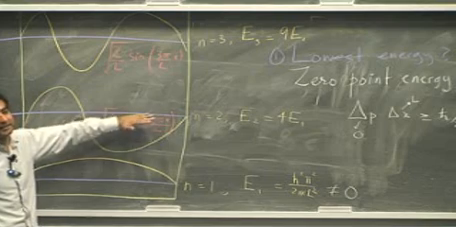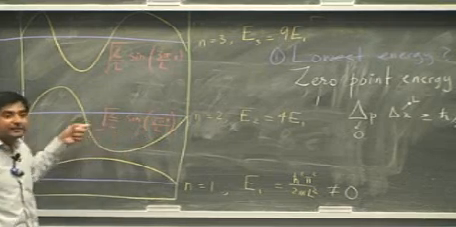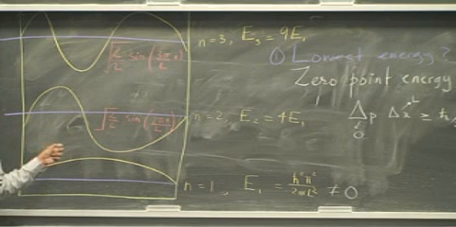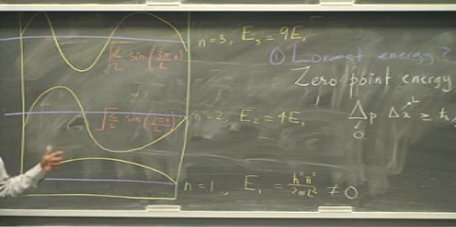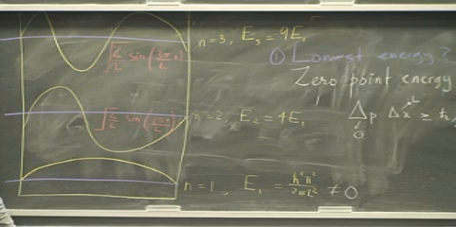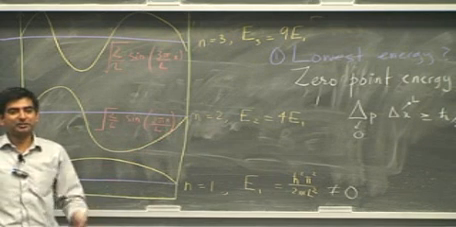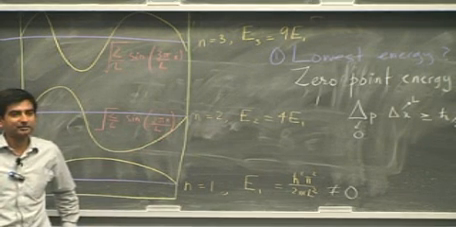Now this is an excited state. Suppose the wave function is this particular wave function. Can you tell me what the probability density function will look like? This is the wave function. You can immediately tell me what the probability density function will look like.